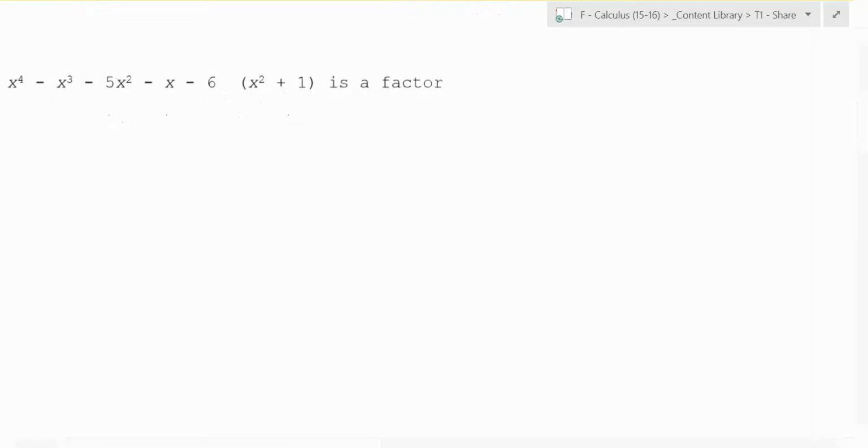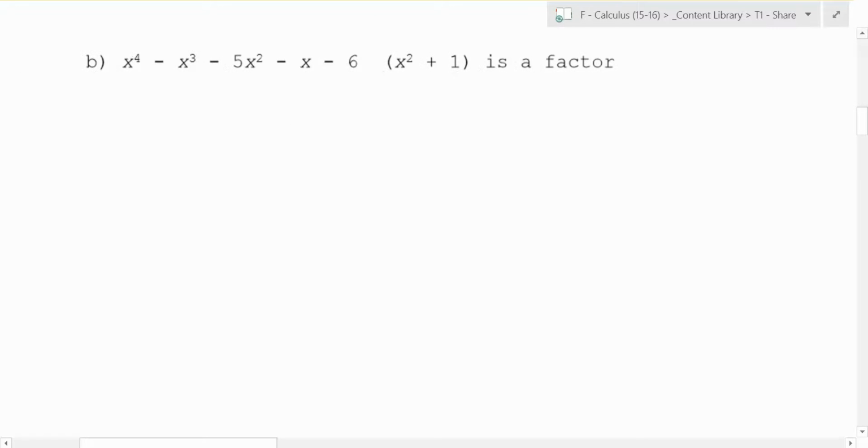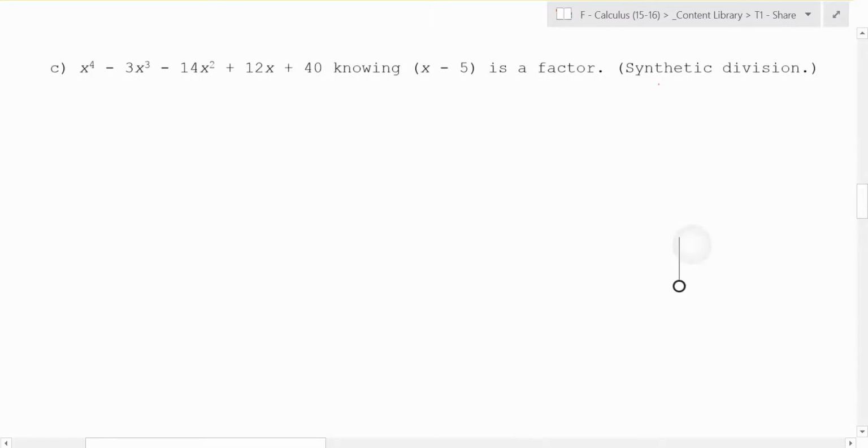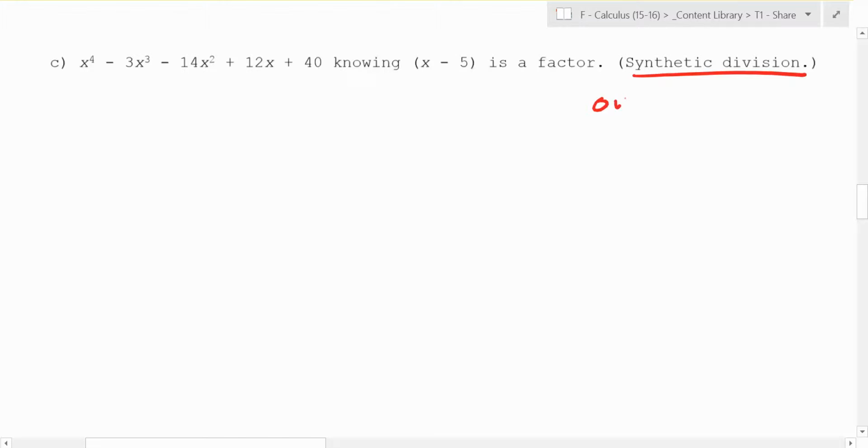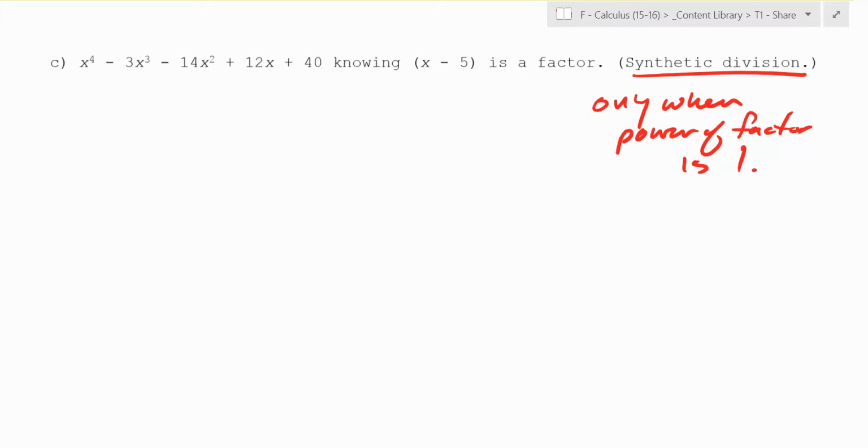How about you go up to the board with a partner, or at least one partner, and factor that. Synthetic division only when the power of the factor is 1. Synthetic division actually tells you a lot of things, but one of the things it does help with is factoring a great deal. So what we're going to do right now is I'm going to show you what the setup is, and you're going to guess how I got it, okay?